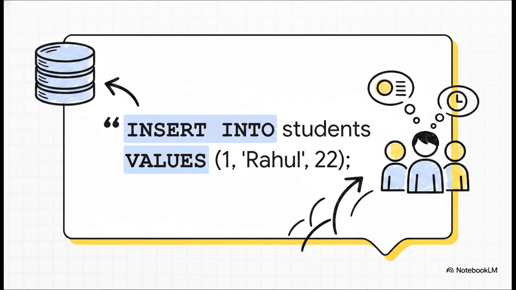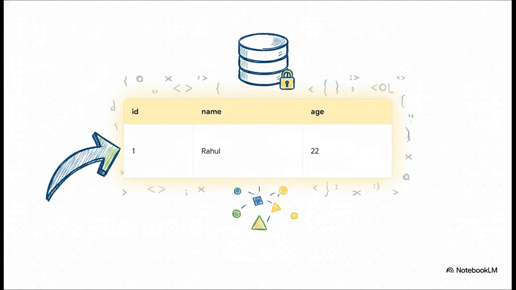Okay, so this is the exact line of code we're going to run. We're telling the database, hey, insert into the students table the following values: the number 1 for the ID, the name Rahul, and the age 22. And boom, just like that, it's done. Our table isn't empty anymore. We've created our very first record. Rahul is now officially in our database. See? That's the power of insert.